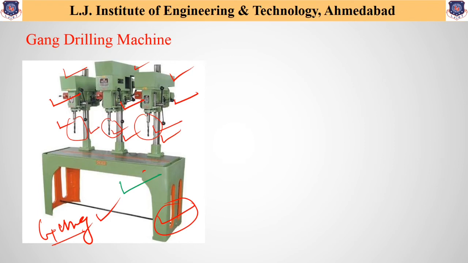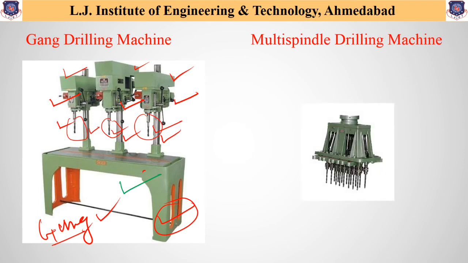Now if we discuss the multi-spindle drilling machine, the main function of this machine is to drill a number of holes in a workpiece simultaneously. In this drilling machine, the drill head consists of multiple drill bits, and all these drill bits are connected to a single motor. This single motor operates all the drill bits, and a number of holes can be generated simultaneously on the workpiece. This is also used for mass production.